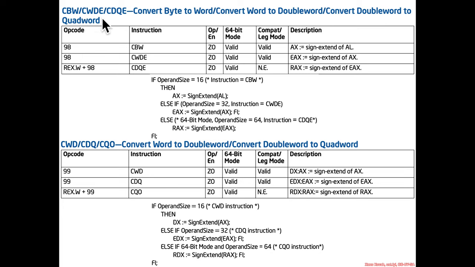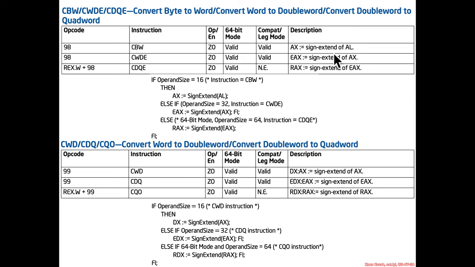CBW, CWDE, CDQE. These are the things that I basically said I don't see too much, I don't care too much, and I said you don't really need to know them. But hey, we're coming back, we're reading the manual, so if I were to say, hey, go check this out and see how they work, you can go and see how they work, and they're actually pretty simple. It's basically taking a single byte. These are the byte versions, convert byte to word. So these are ultimately pretty simple.